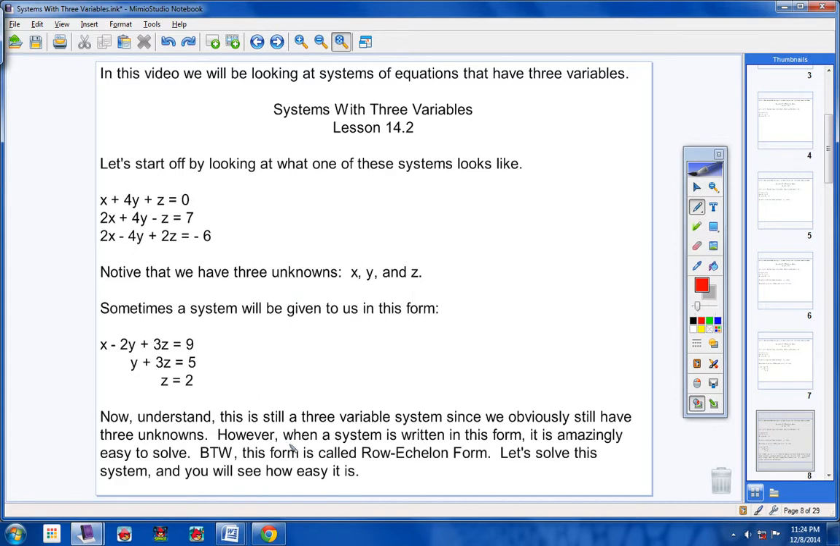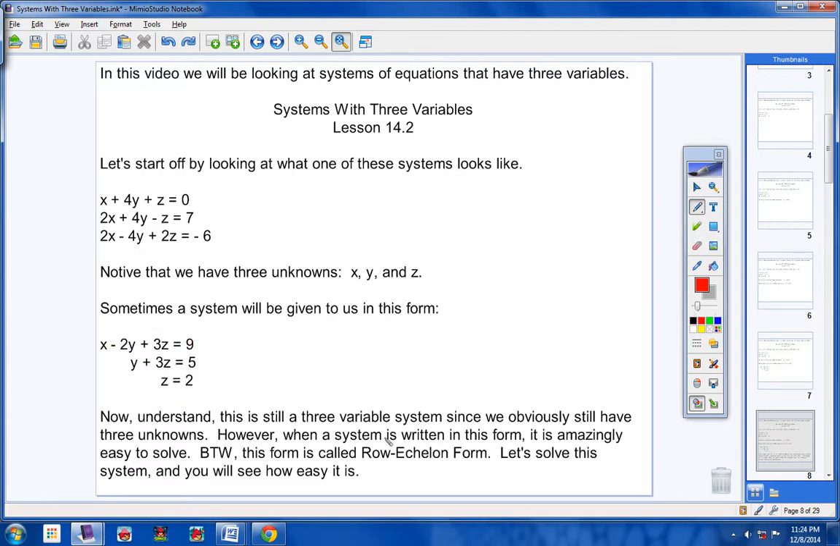Now understand, this is still a three variable system, since we obviously still have three unknowns. And you say, well, Mr. Earhart, there's not three unknowns in this equation. True, there's not, but in the entire system, when you add up all of the unknowns, we have an x, we have a y, and we have a z, so we still have three unknowns.